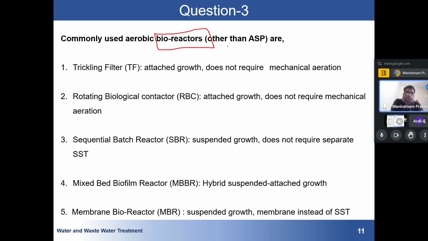All of this activated sludge process is used for what we call a biological treatment. Depending upon the kind of wastewater, we can install different kinds of activated sludge process. Now, that is an aerobic bioreactor.